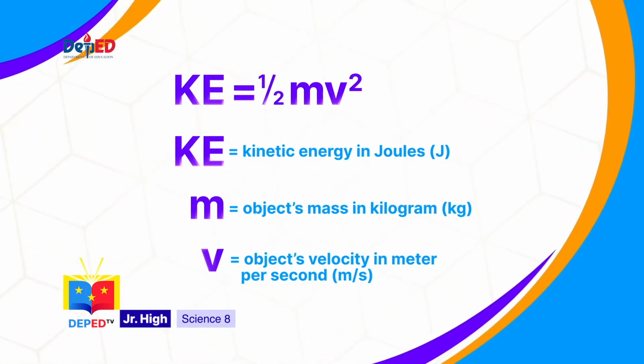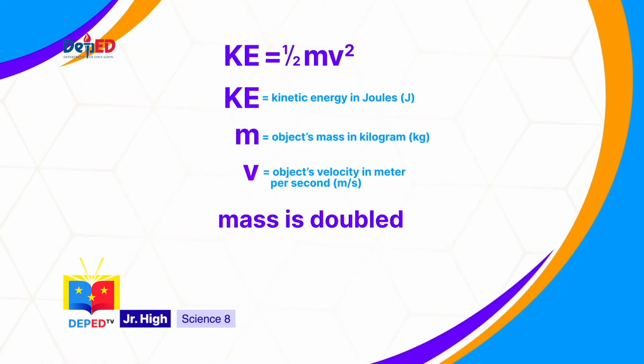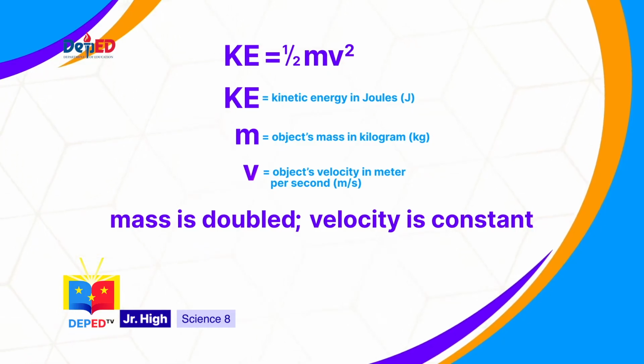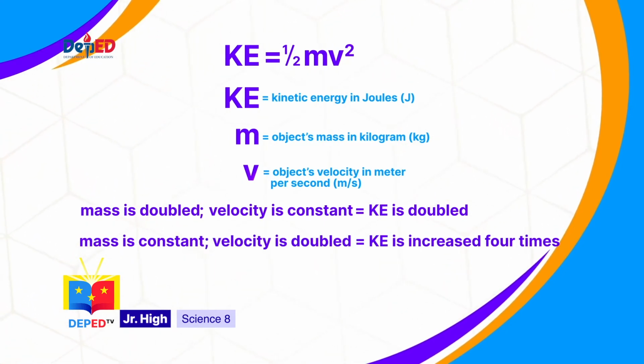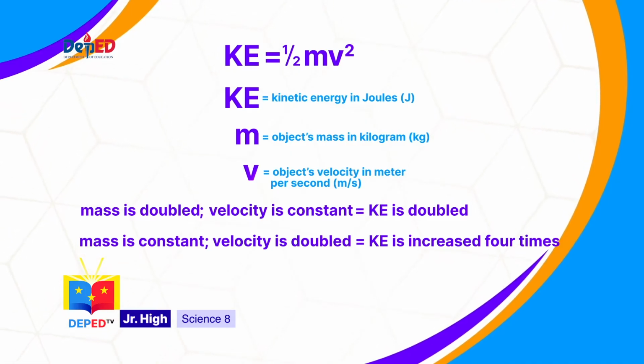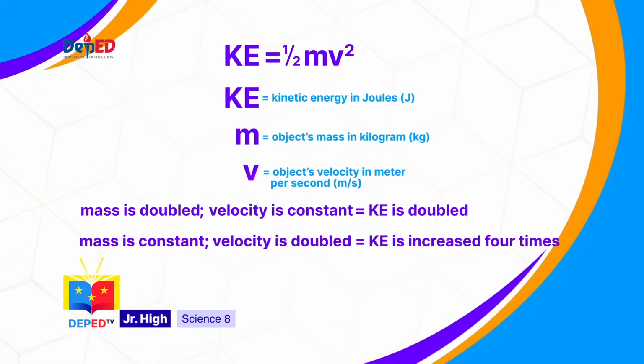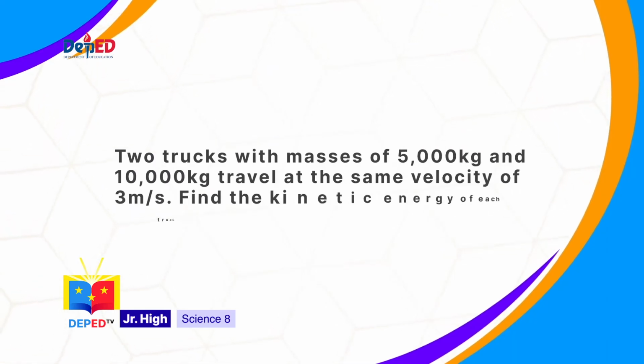What do you think will happen to the kinetic energy of an object if its mass is doubled, but the velocity remains the same? The kinetic energy of an object will also be doubled. How about if the speed is doubled, but the mass remains the same? The kinetic energy of an object increases 4 times. This means that the greater the mass, the greater the kinetic energy, and the faster the speed, the higher the kinetic energy as well. To understand that, let's try solving.